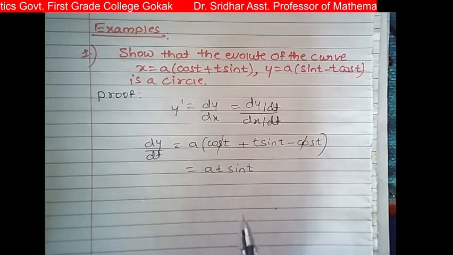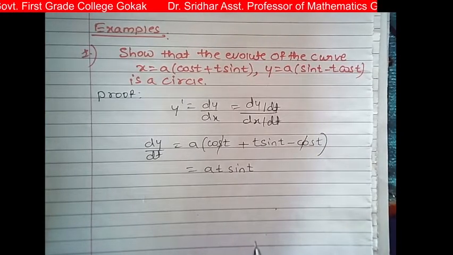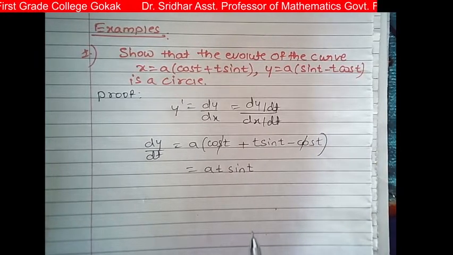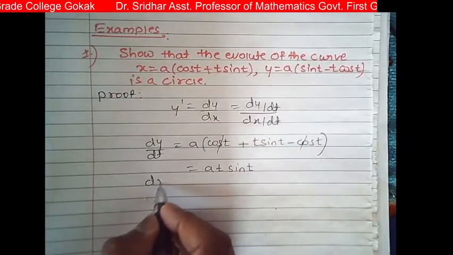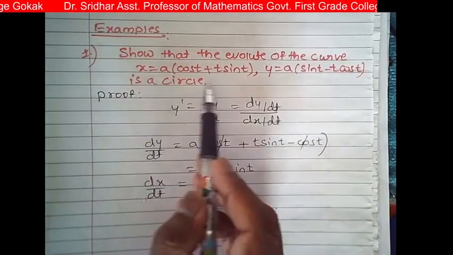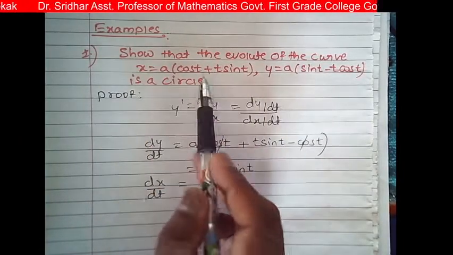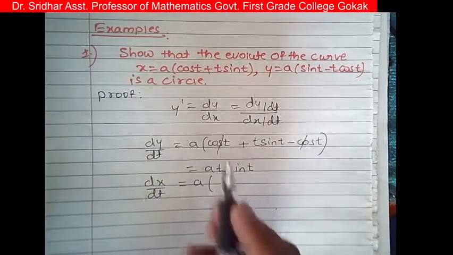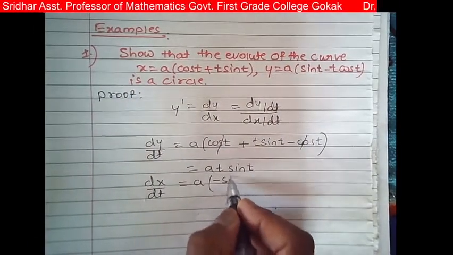This is dy by dt. Next we find dx by dt. So dx by dt is equal to, here x is there. Now differentiate this with respect to t. A is constant. Differentiation of cos t is minus sin t.